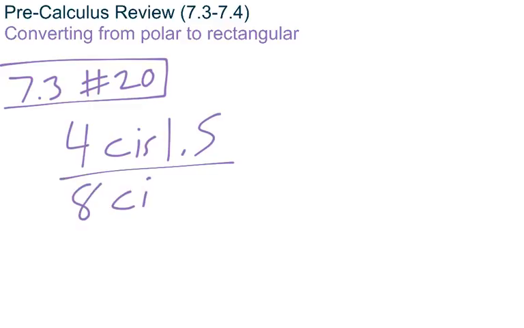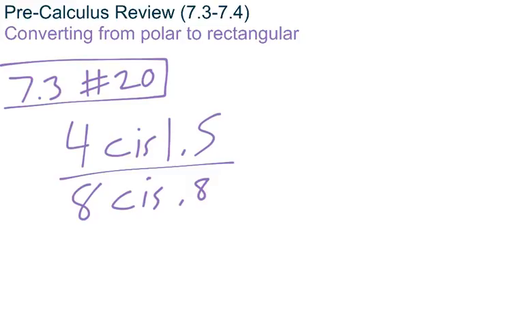That would simply be 8 cis 0.8. Of course, these are in radians. That might make it a little bit more difficult for you, but hopefully not. This is converting from polar to rectangular, and dividing in polar form is very difficult. However, dividing in rectangular form is really easy, so go ahead and work this out.